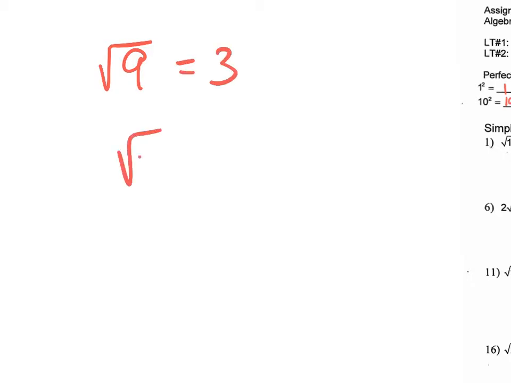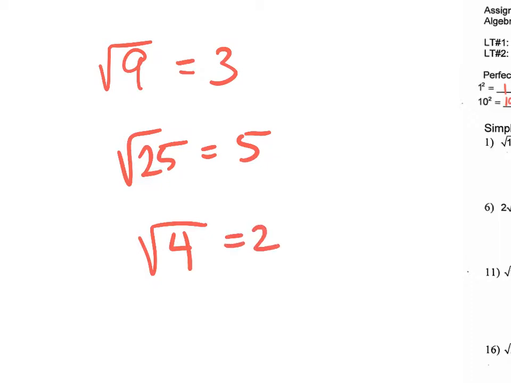What's the square root of 25? 5, because 5 times itself is 25, right? So when I say the square root, we know it's the opposite of the square. So I'm really saying, what number times itself will give you that number on the inside? So what number times itself will give you 4? 2. You guys understand that. You guys are pros at that.